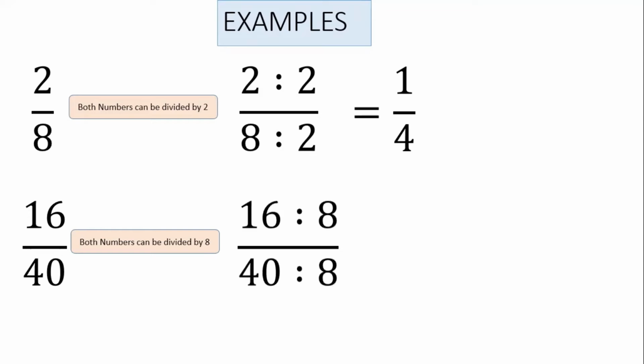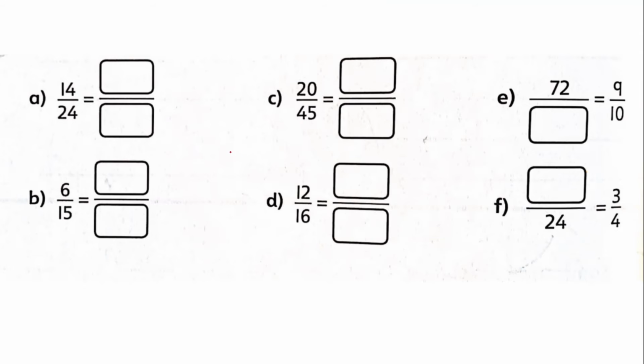16 divided by 8 over 40 divided by 8, so it equals 2 over 5. Next, let's discuss some fractions. In here, we have to simplify the fraction.